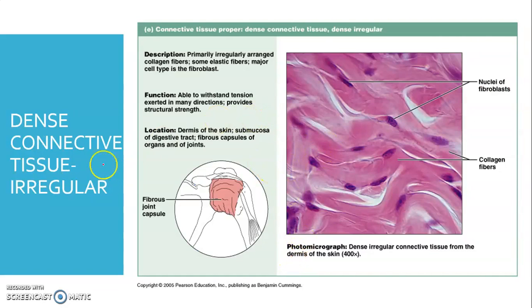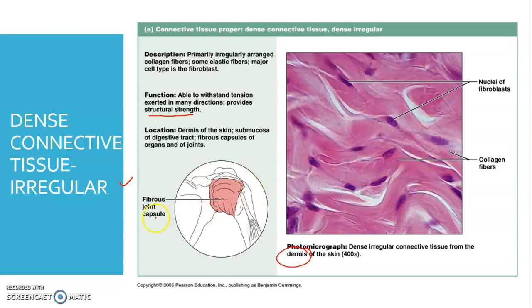Let's look at the details of the irregular first. For the irregular, the function is to withstand tension in many directions, and it provides structural strength. Because it is quite dense, it can provide structural strength. If we look at the microscopic view here, this is the dermis of the skin. You can see this is the fibroblast that is used to produce the collagen fibers, and the collagen fibers are quite irregular, in all directions, around here, around here, around here. It's not parallel compared to the regular, so that's why it is called irregular.